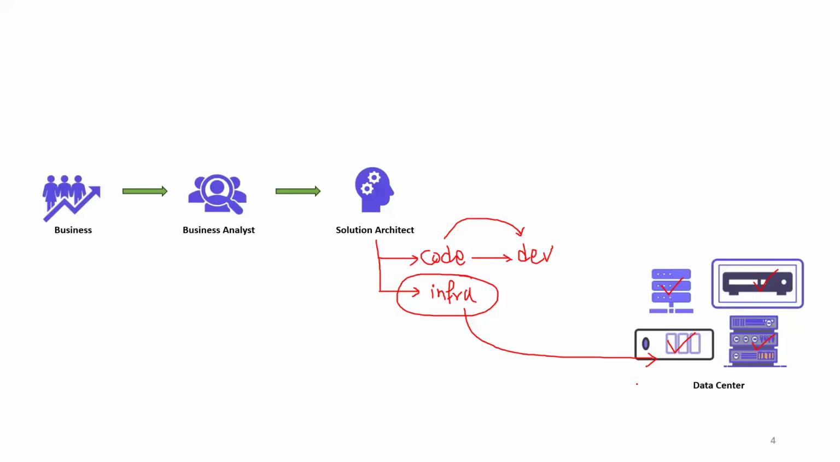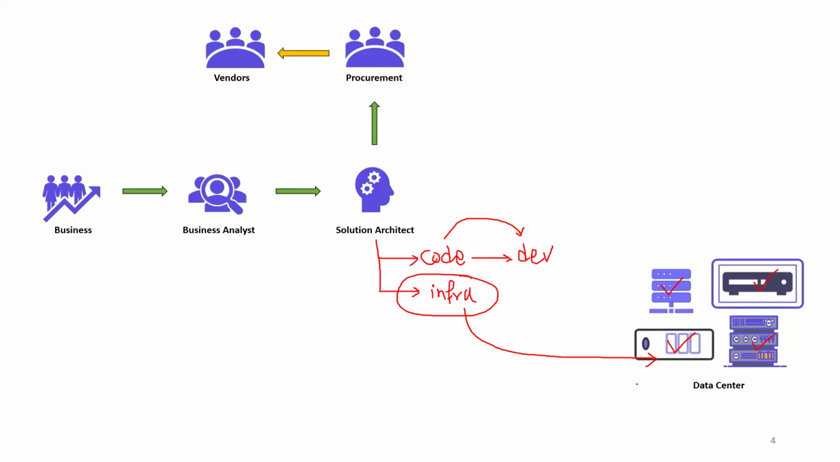But most of the times, the infrastructure may not be readily available in the data center. So what they have to do, sir? That is where the solution architect will connect with the procurement team, and they have to put a request to the vendors team. Now the vendors team will try to purchase the hardware and deliver it to the data center.